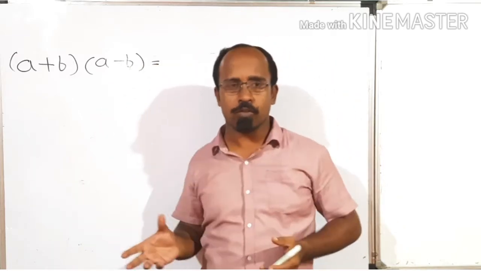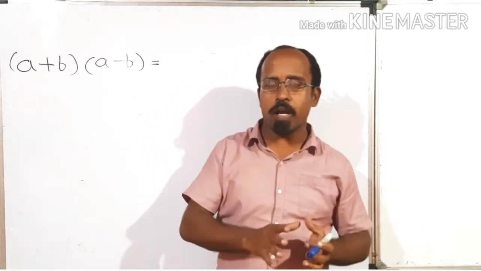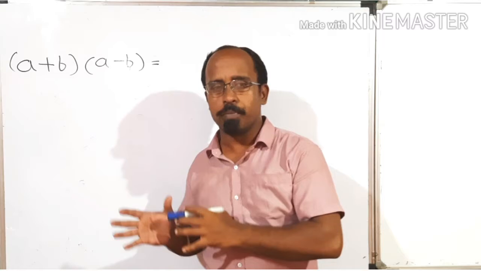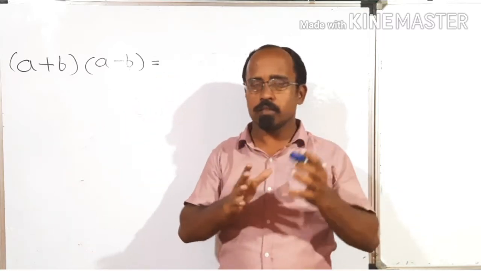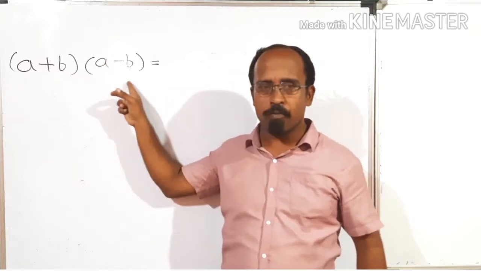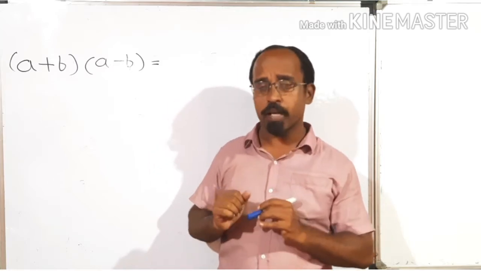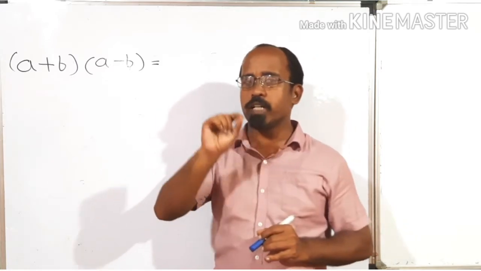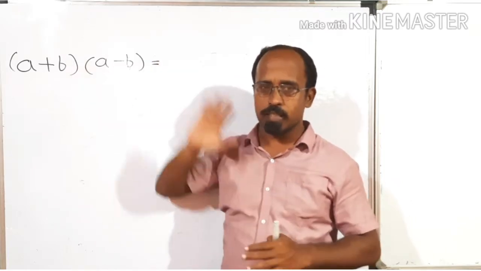In our previous videos, we derived the formula for (a plus b) square and (a minus b) square. So we were deriving a formula for squares, but in this video, why are we deriving a formula such that there is not a square of any term like that? Okay, but friends, if you will observe it carefully, there is certain relationship between those formulas and this formula.